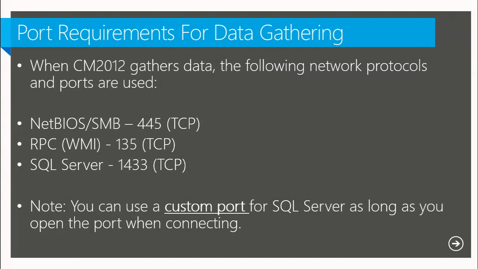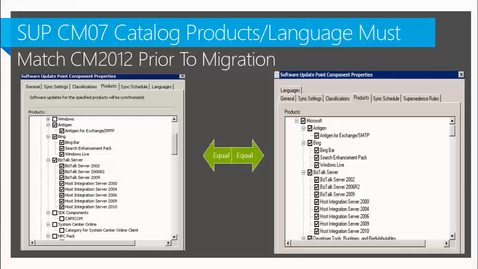The other thing is these ports are required. If you have custom ports, as long as the port's open, that will work as well. And then the other thing that's really important, and I've got a strong opinion about this: if you currently have software updates and you're using it, I'm assuming you are, and you want to migrate that stuff over, your catalog has to match. But it really doesn't take that long to set up the WSUS server in a SUP and resync everything, right? So you really have to weigh the cost if that is beneficial to you.